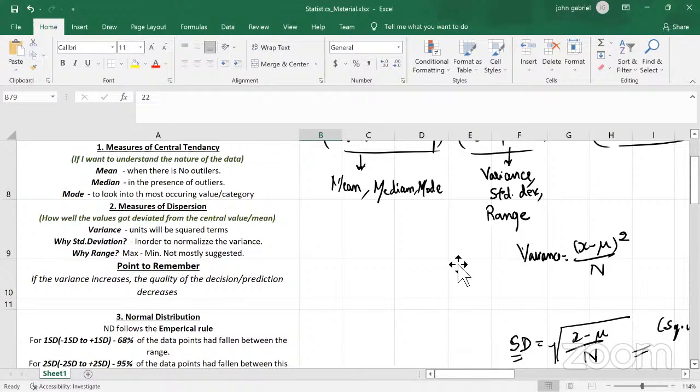Let me stop sharing it. One minute. One more thing about this variance we need to understand in this perspective as well. Let me share it again.